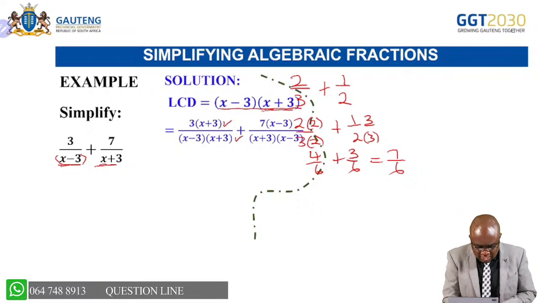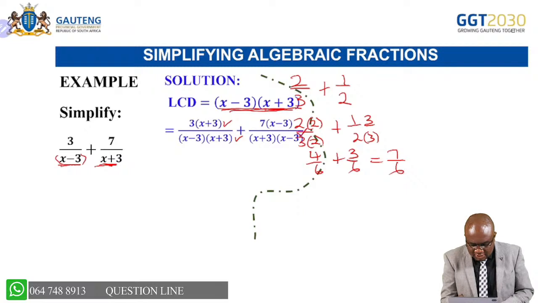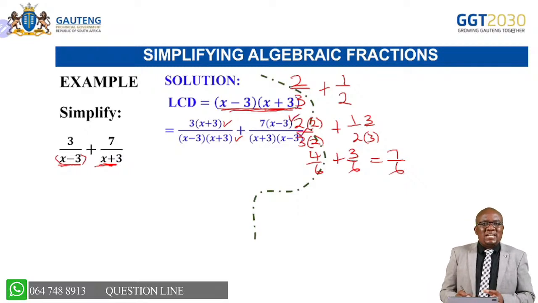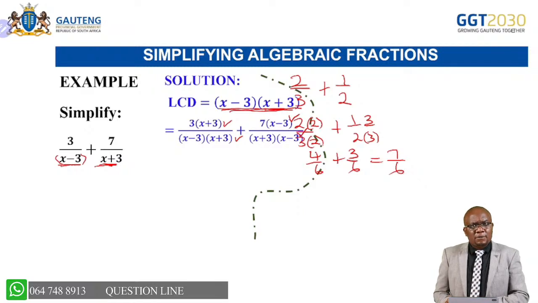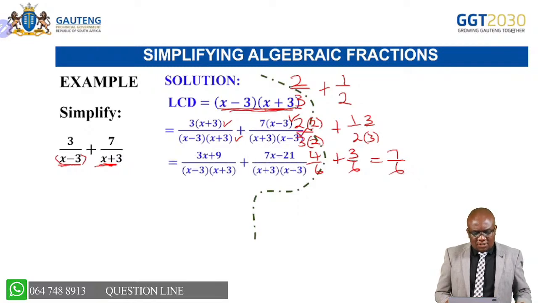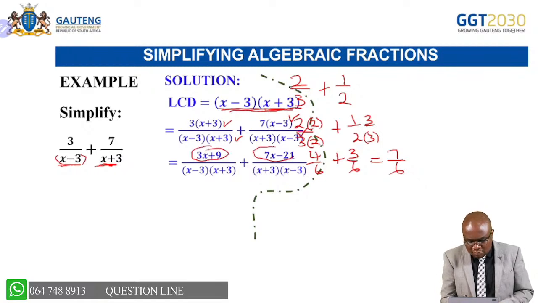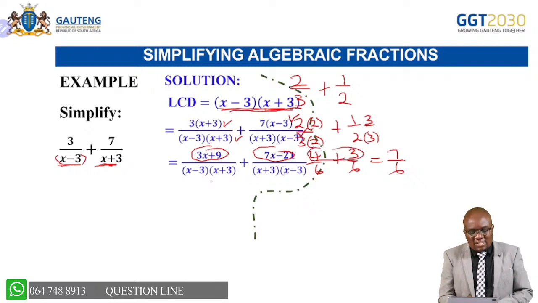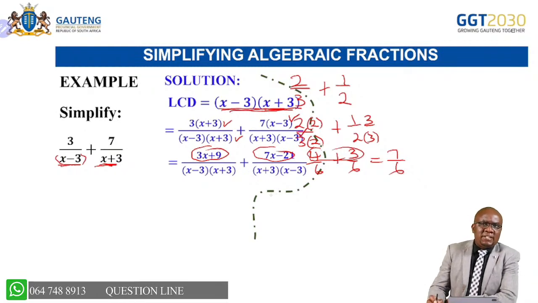What do we do to x plus 3 to get this LCD here? We have to multiply by x minus 3. See that? We've multiplied by x minus 3 like that. So now the denominators are the same. Now we can add our numerators because the denominators are the same. Same thing here. We managed to add 4 and 3 because the denominators are the same. So we add the numerators.